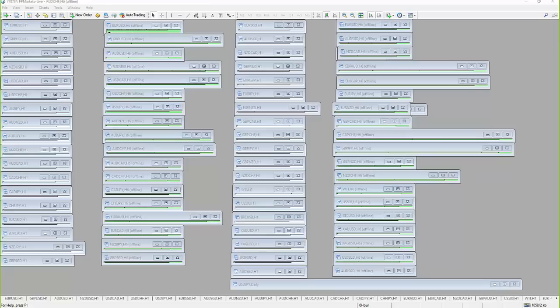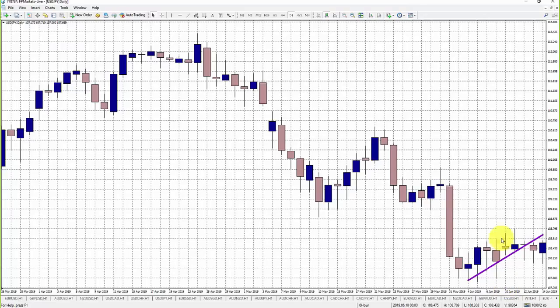What I want to do, though, is talk about pullbacks. Now, when we're talking about pullbacks, there's a couple of different ways to see them. One could be as a pullback to a support and resistance level that the market hasn't been to for a while. So it's kind of like a revisit of a zone, so to speak.